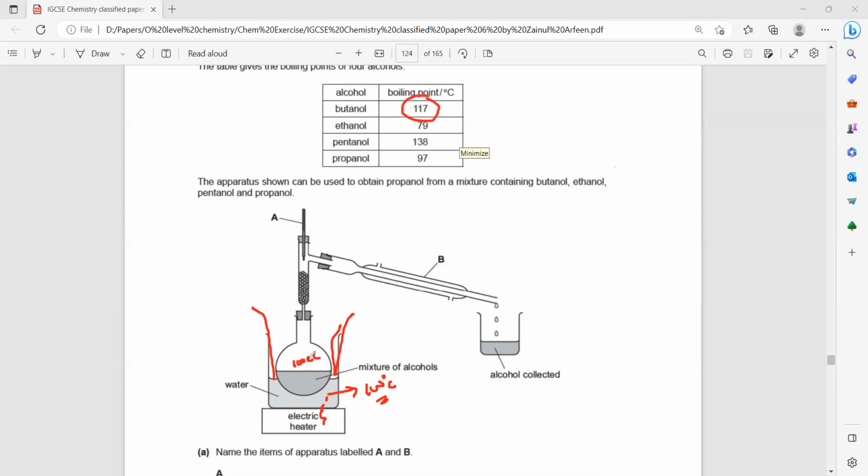The boiling point of butanol is higher than water. That's why we cannot use this technique to obtain butanol, and even pentanol cannot be obtained this way. Any substance with a boiling point higher than 100 cannot be used. We cannot use a water bath to separate it. Then we have to directly expose it to the flame, like using a Bunsen burner, to increase the temperature.